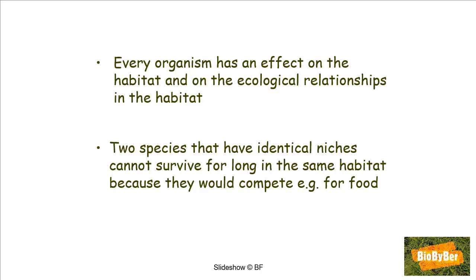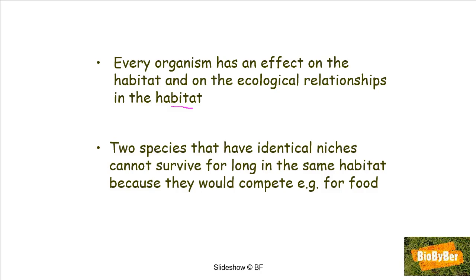Every organism has an effect on the habitat and on the ecological relationships in that habitat. For example, if foxes were taken from the habitat and taken out of that field, the number of rabbits would increase rapidly. This in turn would have an effect on other organisms in the habitat. As a result, the grass or the vegetation would be overgrazed. Therefore, the niche or the job of a fox is to keep the number of rabbits under control.